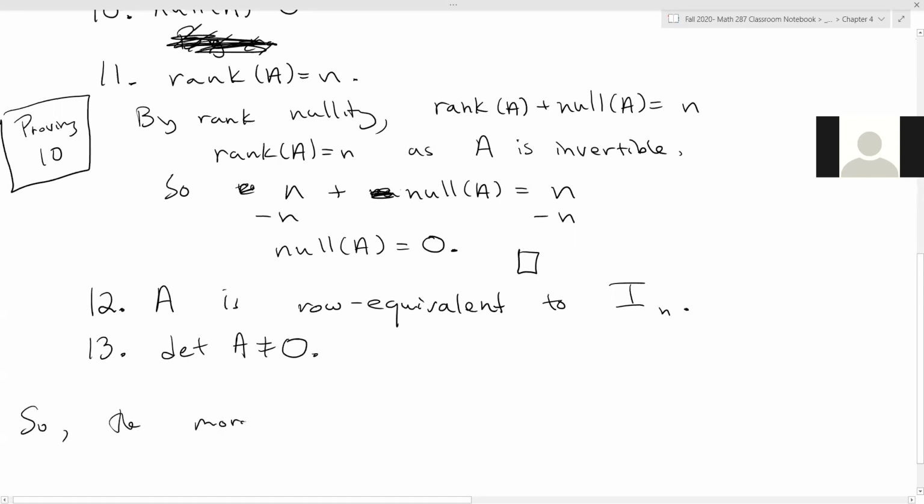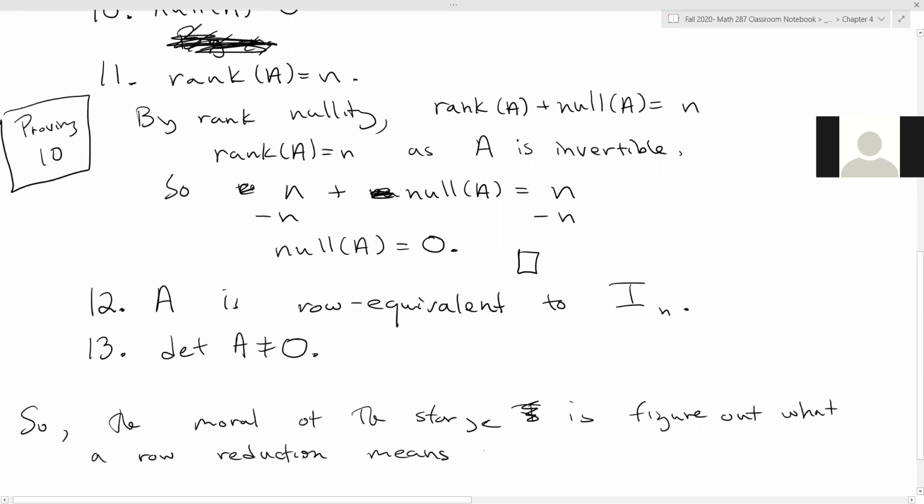So the moral of the story, not the whole moral of the story, but the big moral of the story is, that does not require a period, figure out what a row reduction means in terms of each of the ideas above, okay?